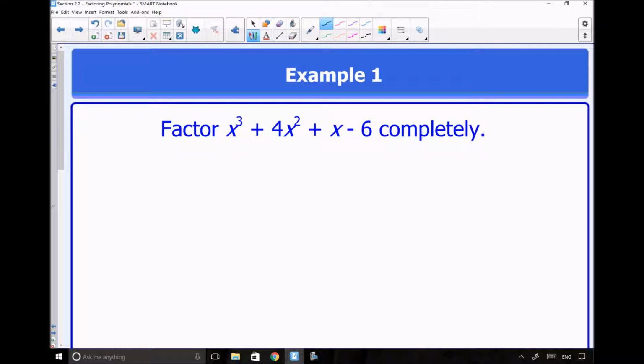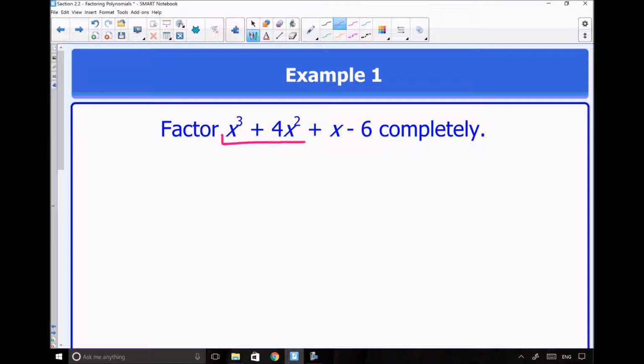In example number 1, I'm going to try to see if I can factor x cubed plus 4x squared plus x minus 6 completely. So the first thing I'm going to do is try to use conventional factoring methods and see if this is going to work for me. So the first question I always ask myself is, is there a GCF? Well, there's nothing in common with my terms, so there's no GCF. The second question I ask myself is, is it a difference of perfect squares? It's not, because it's not a binomial. Third question, is it a trinomial I can factor? No, it's not.